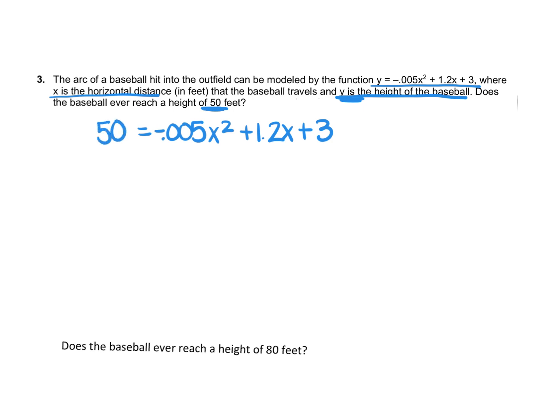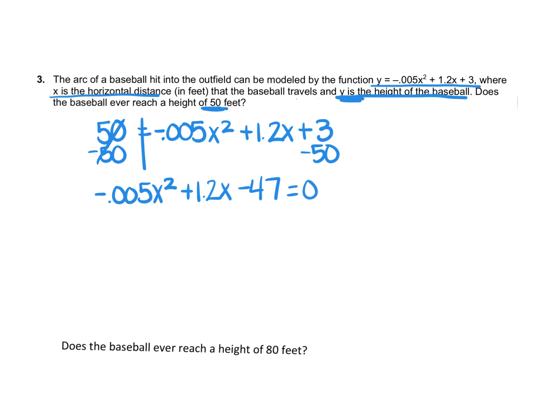And so what we're going to do then is we need to get everything to one side of the equation, have it equal to 0. So we're going to minus the 50. And we have negative 0.005x squared plus 1.2x minus 47. That canceled out. And then we're just going to have that equal to 0.